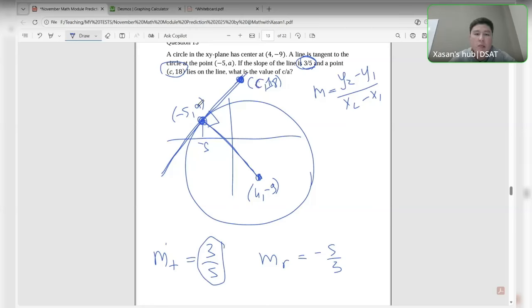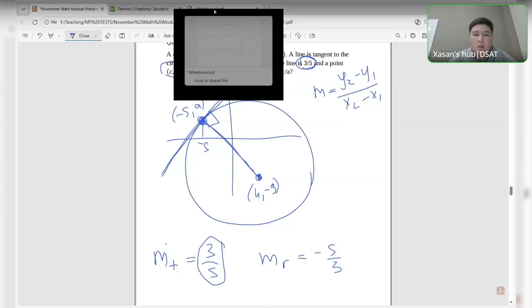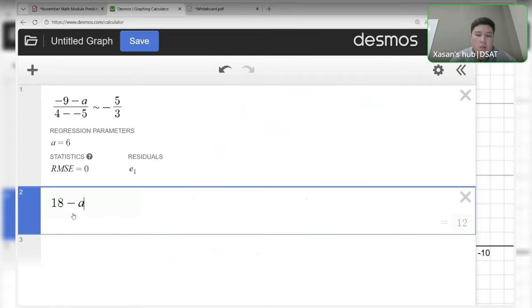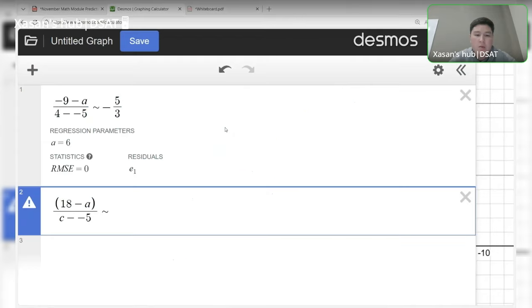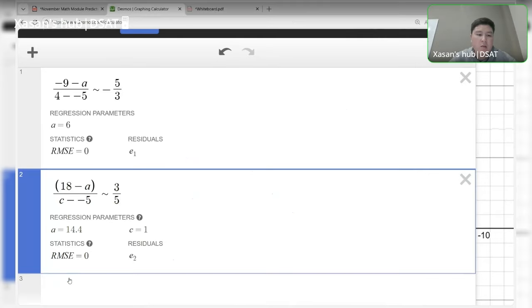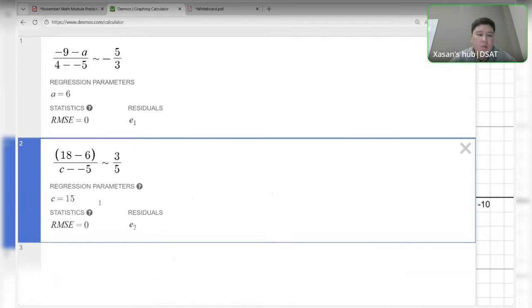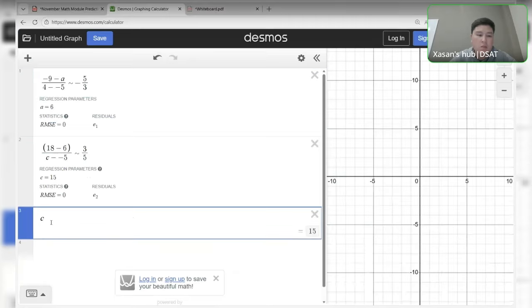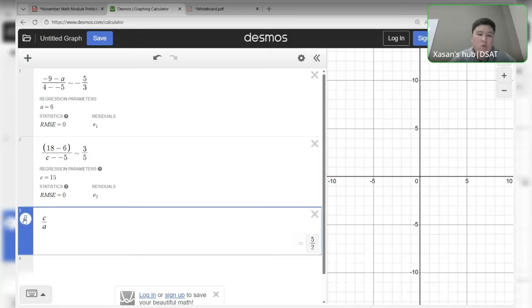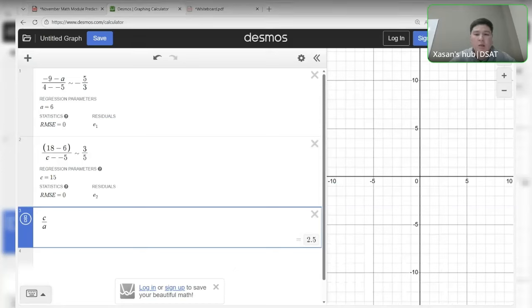So we already know that a, okay, and 18 minus a divided by c minus -5, and the slope now equals 3 divided by 5. So take the value of a, 6, okay. And the value of c is 15, that's all. a is 6, guys, c is 15. The question is asking to find c divided by a. It is 2.5, or 5/2. That's all, guys. I only used the slope formula, nothing more.